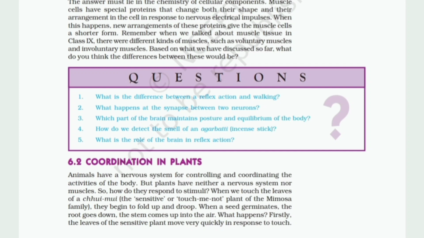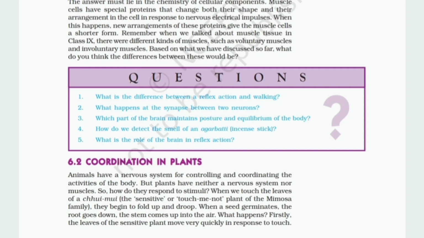2. What happens at the synapse between two neurons? 3. Which part of the brain maintains posture and equilibrium of the body? 4. How do we detect the smell of an agarbatti, incense stick? 5. What is the role of the brain in reflex action?